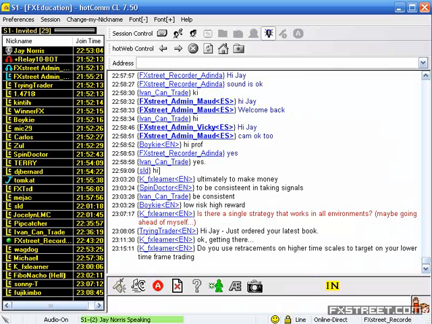Okay, FX Learner, do you use retracements on higher time scales to target on your lower? Yeah, absolutely. You're going to have simultaneous retracements. You'll have retracements on the lower time frames as well as the higher time frames. And it's our job really to wait for those to be aligned, and we'll give you an example in a moment.